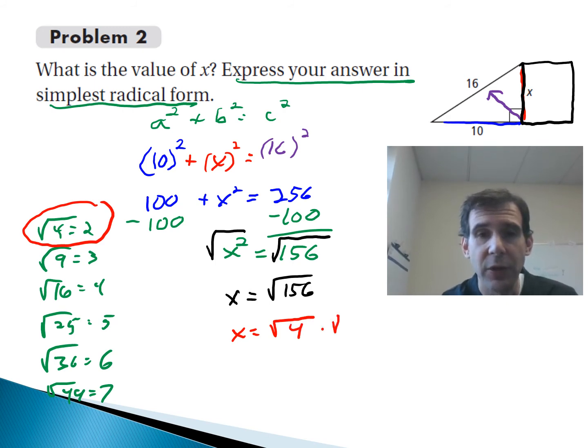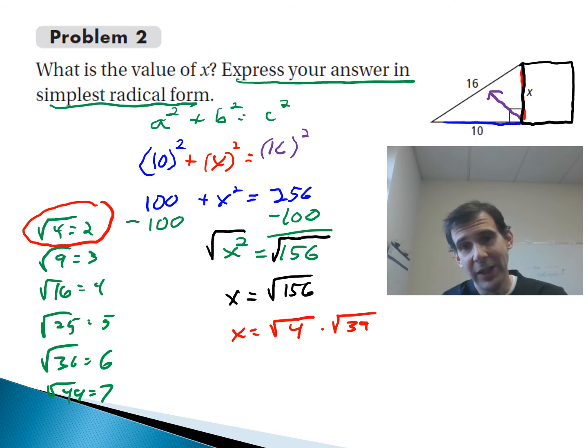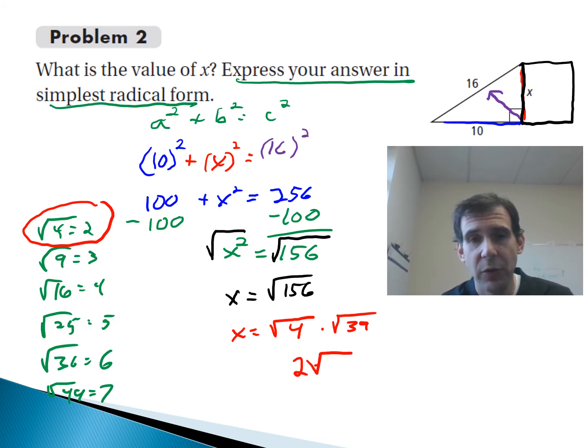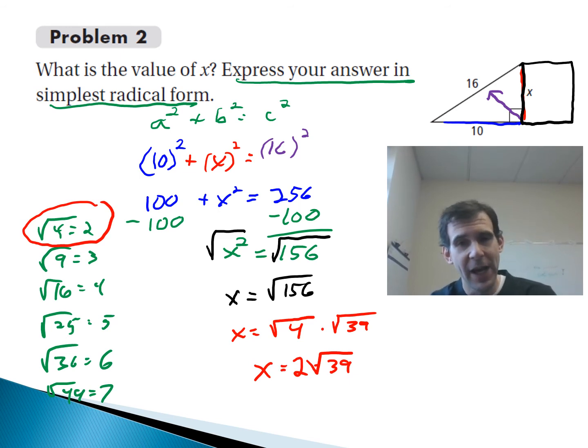4 times the square root of 39. Okay, and you can even look at 39 and say, well, that divides into 3 and 13, both are prime numbers, so you can't divide 39 into any perfect squares. So we just take the square root of 4, make that 2, and we have the square root of 39. And that is our most simplified radical form. Sometimes you can take out a lot more than just the 2. This time that was it.